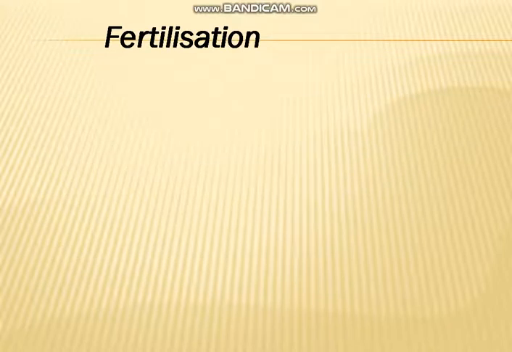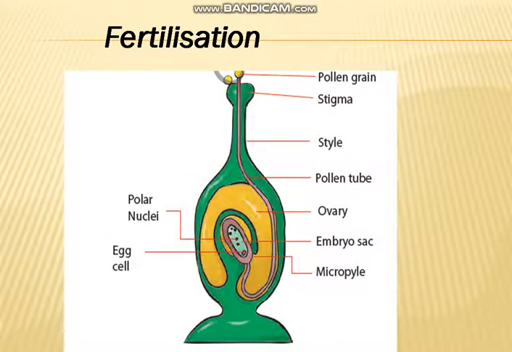Then fertilization diagram, you can see the diagram of fertilization. Here you can see the pollen grains, stigma, style, pollen tube, ovary, embryo sac, micropyle, egg cell, polar nuclei. Here this is the diagram of fertilization.